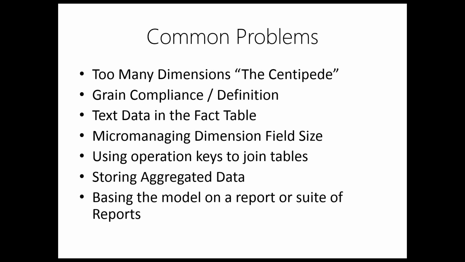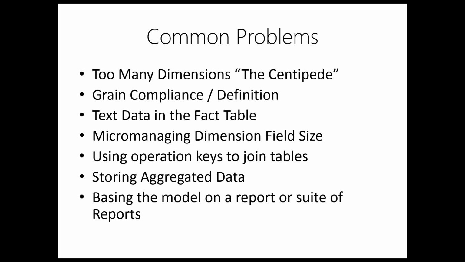Some common problems. Just talk through these really quickly. Too many dimensions. So you have the centipede. Usually I shoot for 7 to 12, depending on the complexity of the model. The thing I look for is if I have a lot of dimensions with only 1 or 2 attributes, I think, can I consolidate this into another dimension table and still have it make sense to the business person? Again, grain compliance. You define a grain for a fact table or dimension table, and then you stick to it. You don't put aggregation measures in there. You don't put data that doesn't make sense at that level.